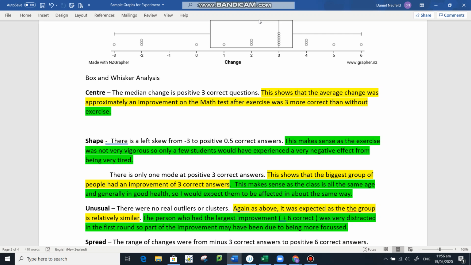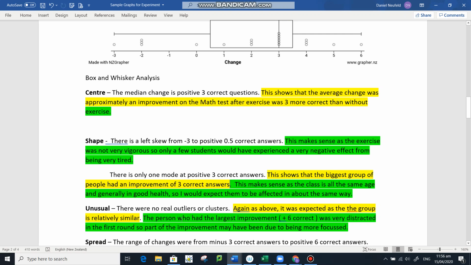Okay? Next, for unusual, really there's nothing that's completely detached. So I said that, and there's no real groups. Could you call this a group? Yeah, there's only a gap of 1, but you could. And there wouldn't be anything wrong with that. I said there wasn't. Again, as above is expected. So again, I try to give some explanation, some more depth to just saying there's no outliers.